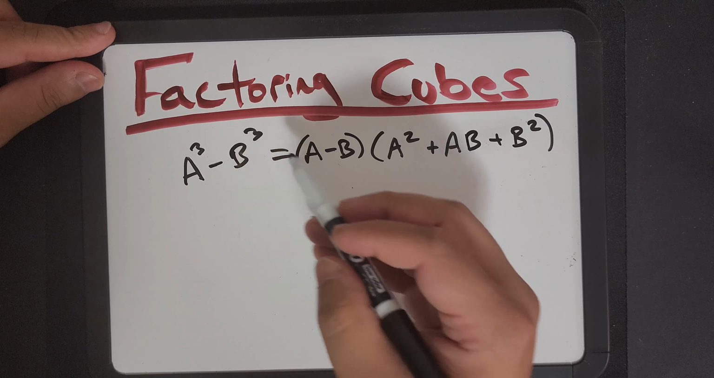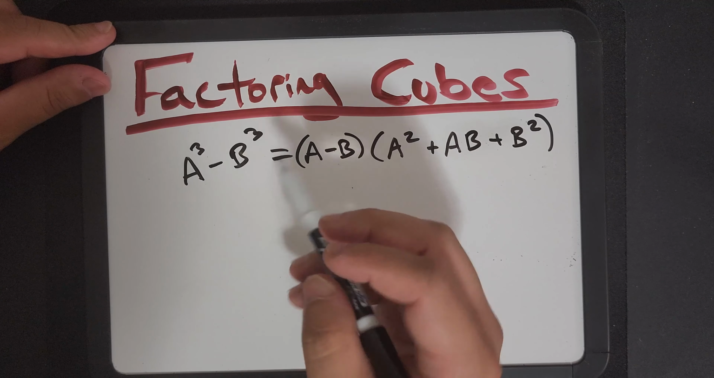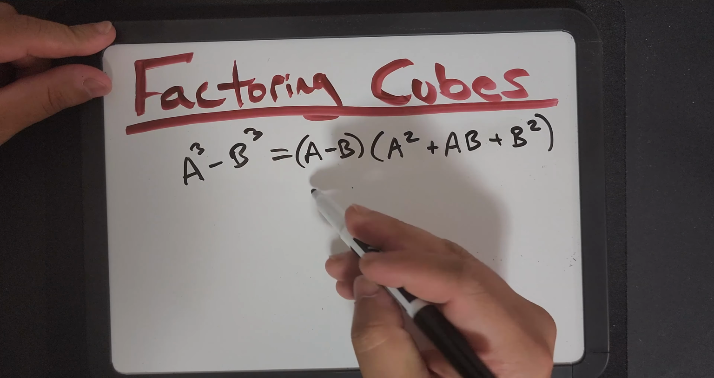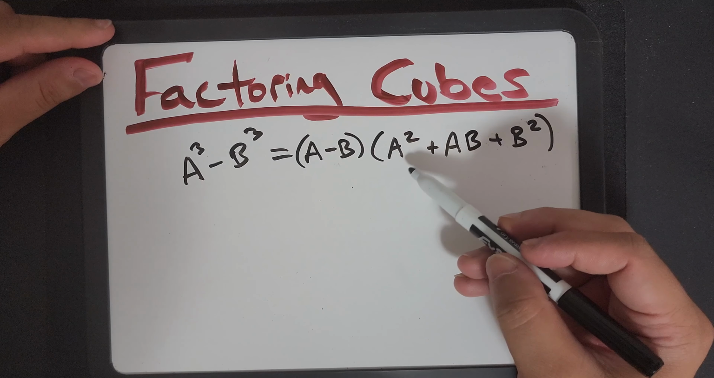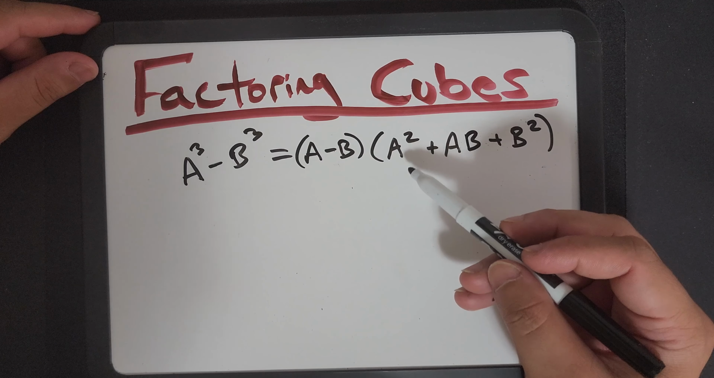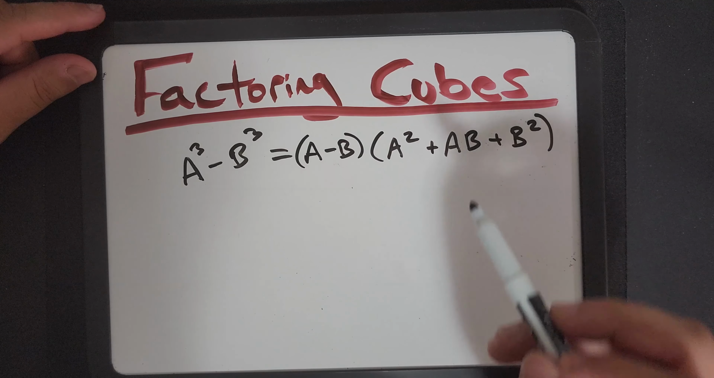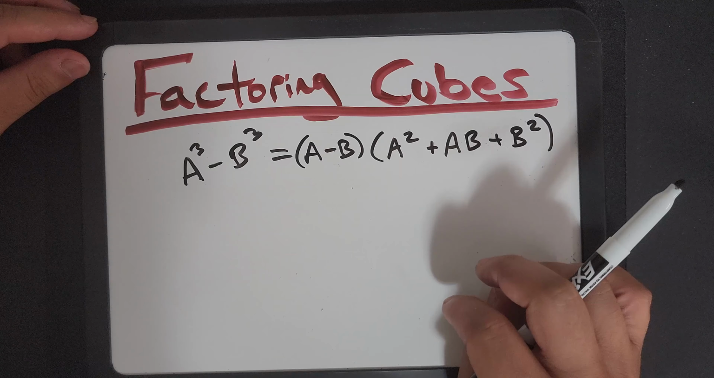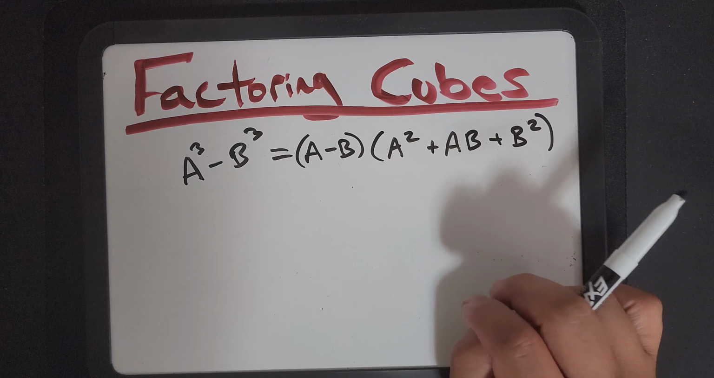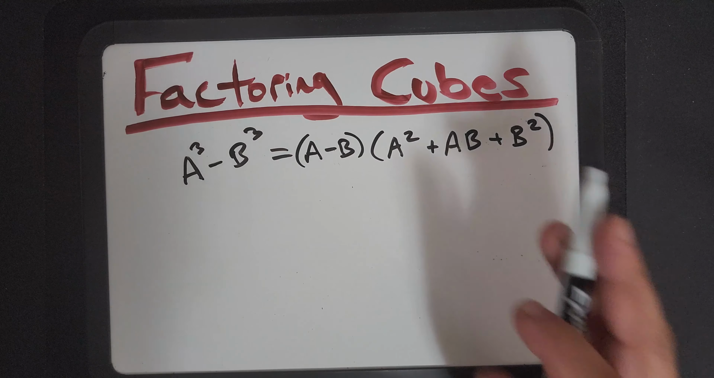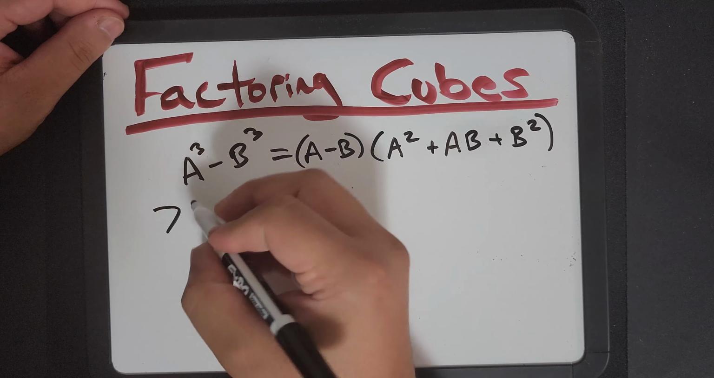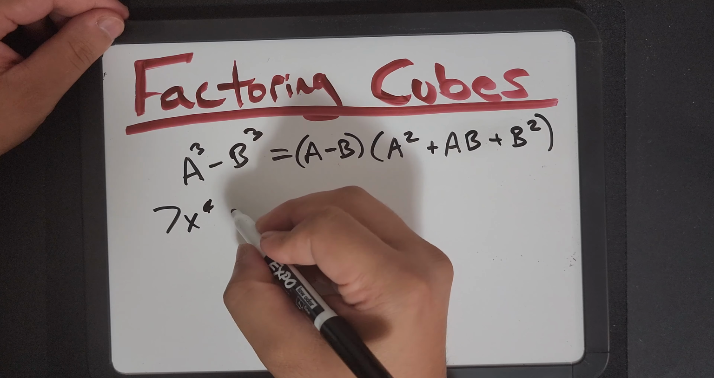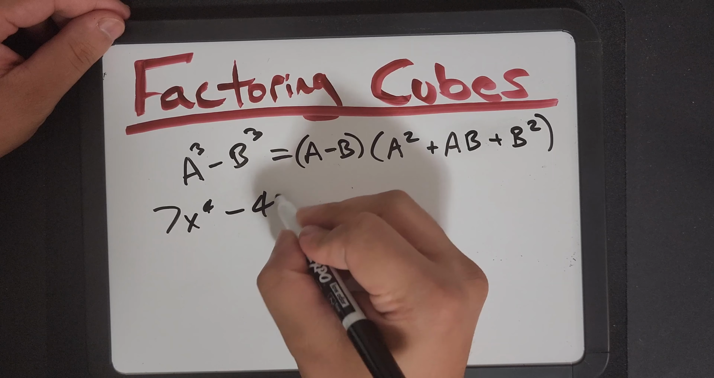So a cubed minus b cubed, we have the rule here: a minus b times the trinomial of a squared plus a times b plus b squared. So let's look at an example. Let's say we have 7x to the power of 4 minus 448.